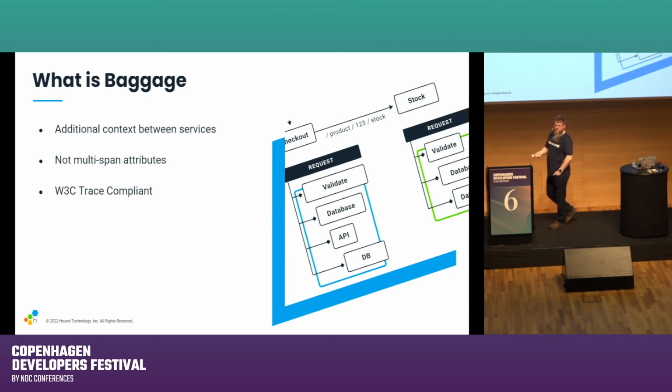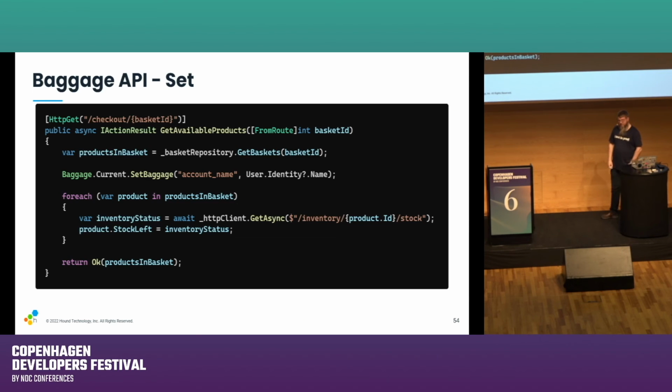All of this stuff that we've talked about, all the trace context, all of the baggage stuff, is not OpenTelemetry. It comes from W3C, and it comes from a standard called trace context. So be aware that this is dangerous. Why is it dangerous? Well, if I set, for instance, baggage.current.setBaggage, and I set the user's account name on there, and then I make a call out to my inventory API, great, the account names come through.